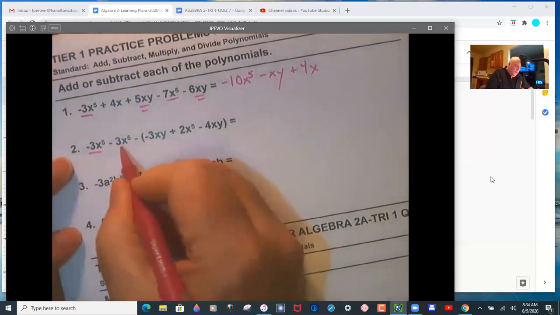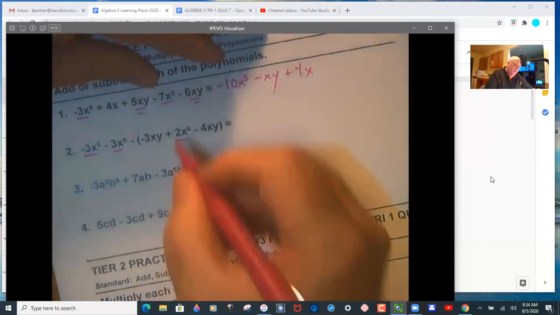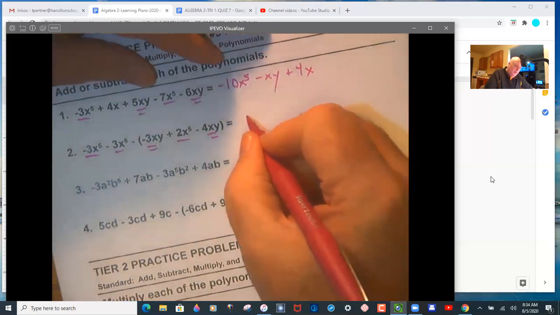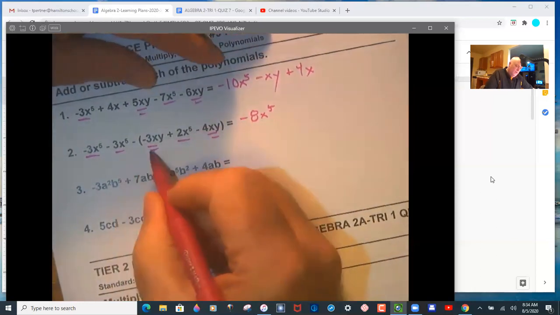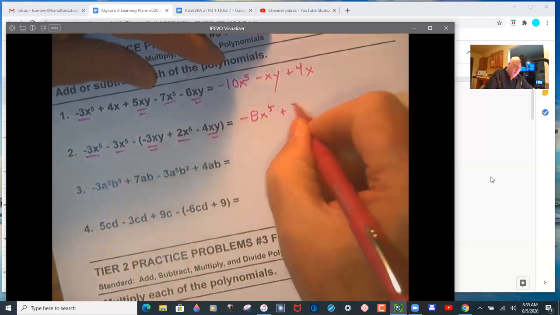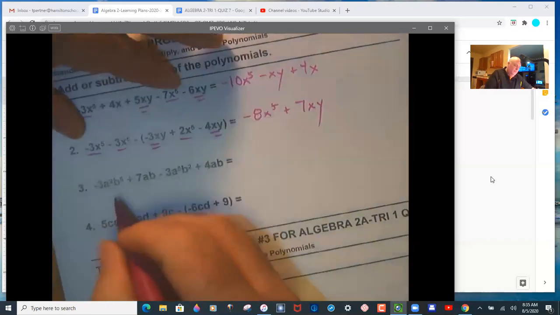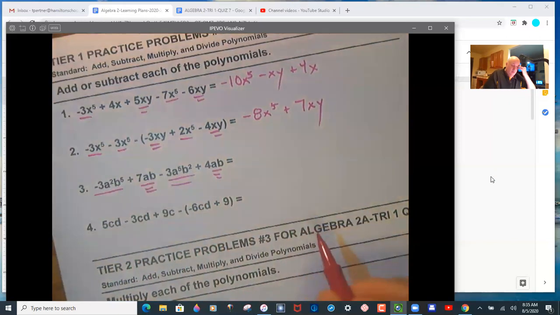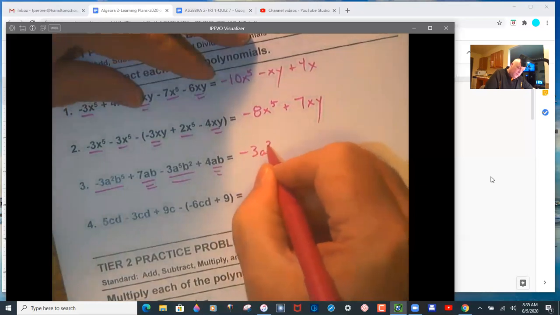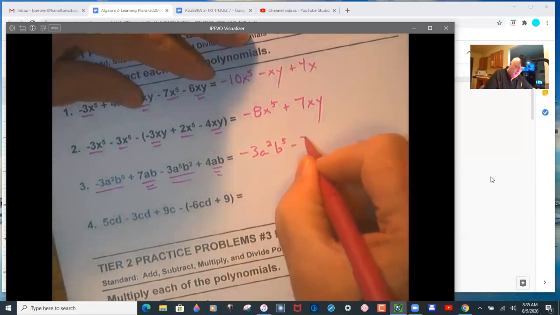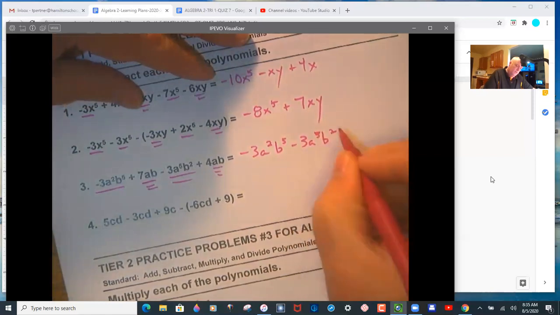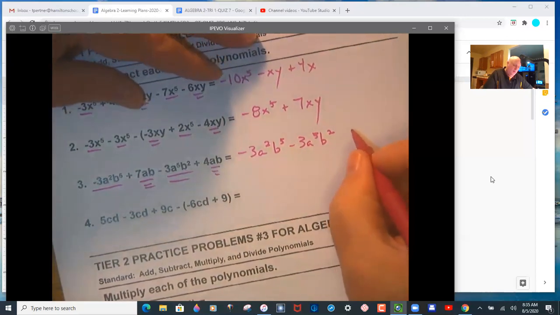All right, so those three are, and then these two are, so we have negative 6 minus 2, negative 8x to the fifth, and then 3xy plus 4, so 7xy. Okay, and a squared b to the fifth, so don't fall for the dyslexia here, minus 3, minus 3, a to the fifth, b squared, and then plus 11ab.